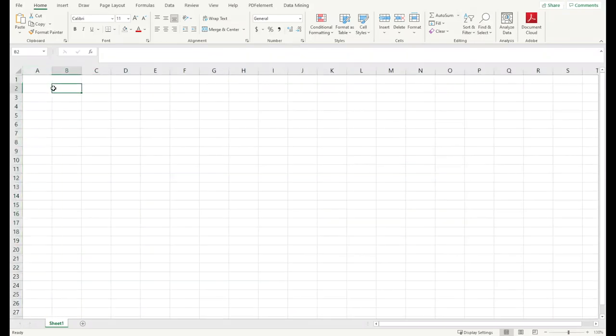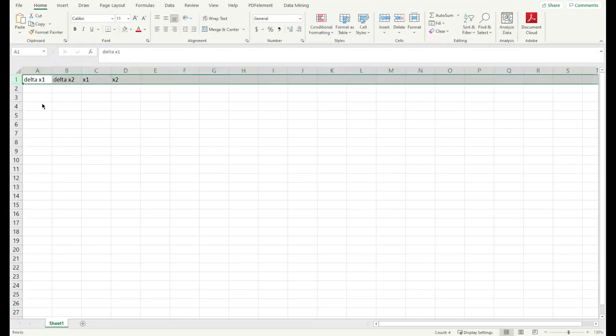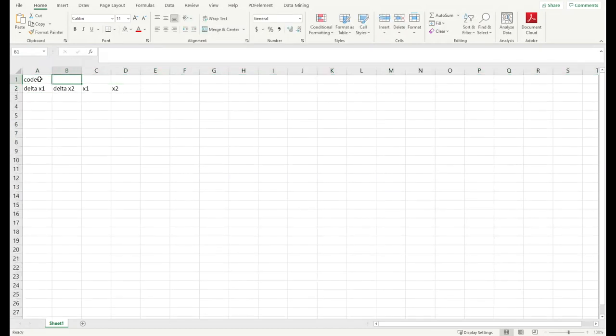So what we did is, let's say I call this delta X1. This is delta X2. Then our natural settings, let's place the natural settings here, X1 and X2. So this is coded, and this is natural. Our formula, since we set delta X1, we are moving in increments of 5 minutes. If you convert that to the coded settings, that's actually one increment. So let's just fill the series.